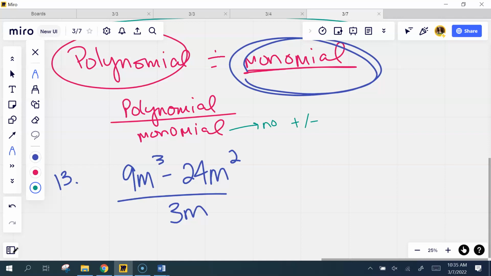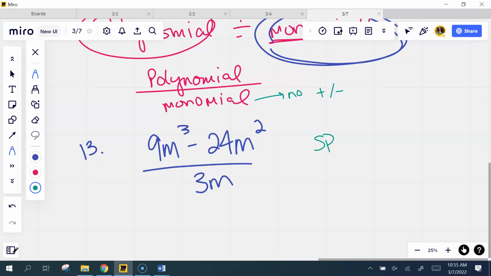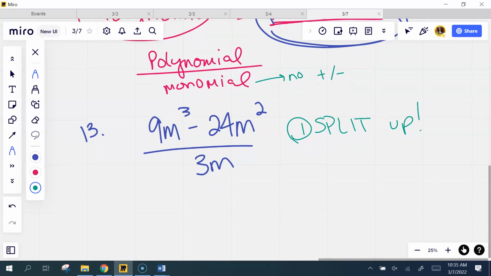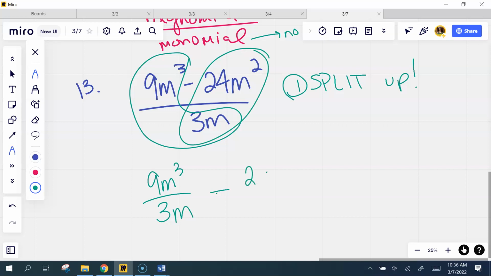Anytime you encounter this, we can split this up into separate fractions. So, but if you like steps, split up. This is going to be my first step, is to split it up. So in other words, and this doesn't work if you've got a monomial up top and a polynomial on the bottom. Only when it's a monomial in the bottom can you do this. So I could rewrite this as 9m to the third over 3m minus 24m squared over 3m. And that denominator goes to both. No matter how many pieces you have, that denominator will go to both.